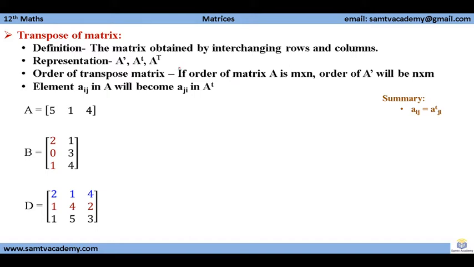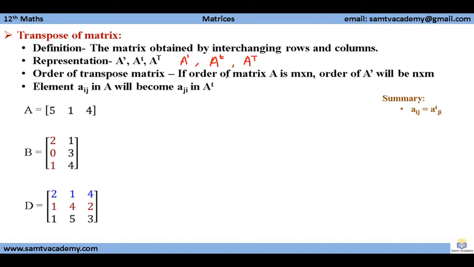We interchange the rows and columns, and it is represented by A apostrophe, or A power small t, or A capital T. It can be represented like this.